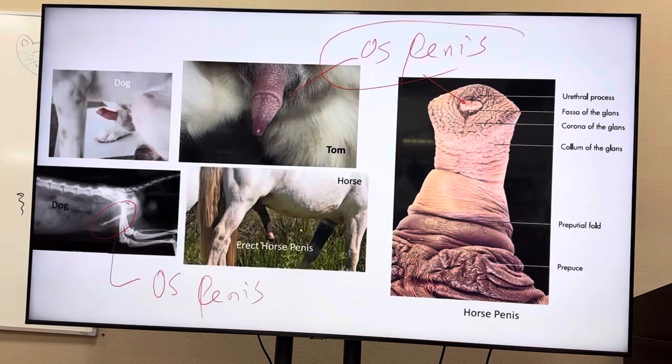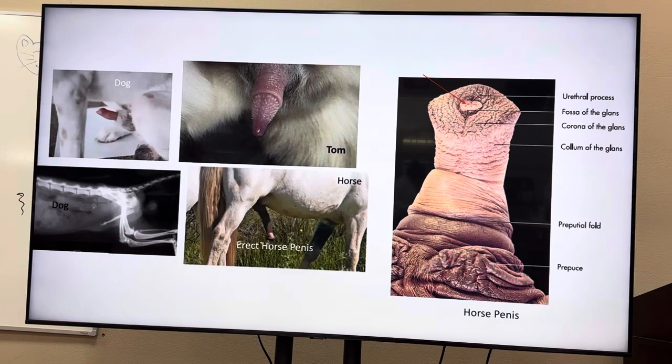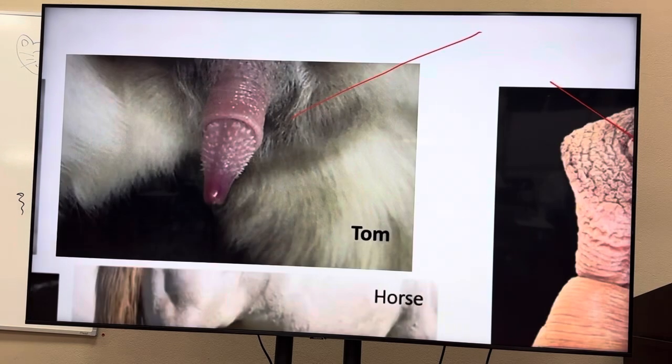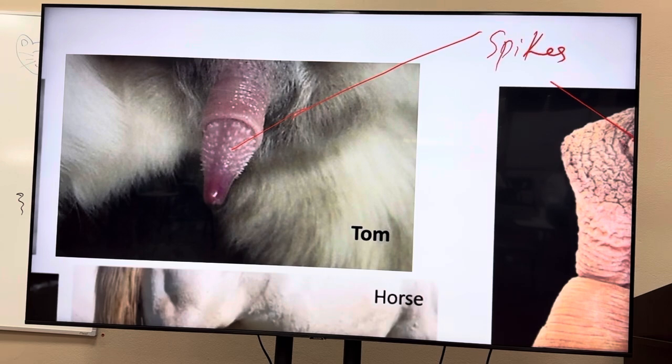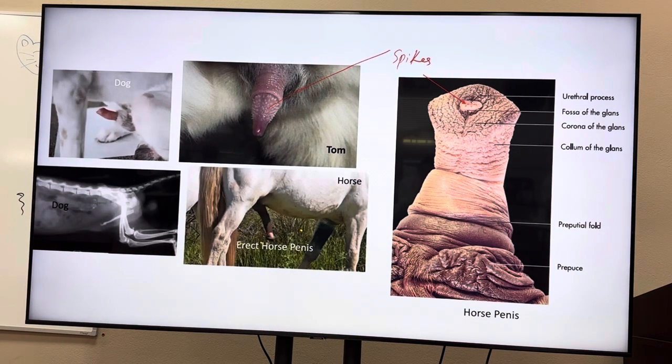So one of the characteristics of the penis in the cat is this presence of spikes. So what is the function of these spikes? Lock into the female. The male locks himself onto the female. That would be bulbus glandis, yeah, that would be bulbus glandis in dogs.